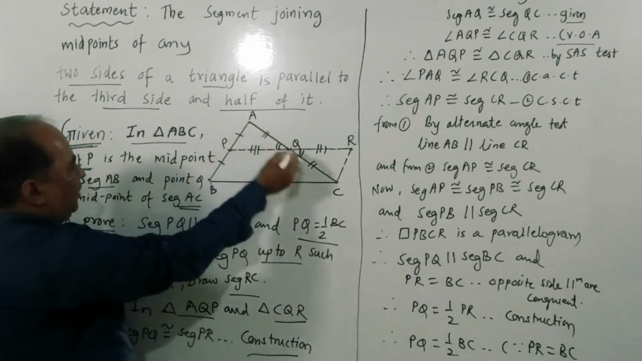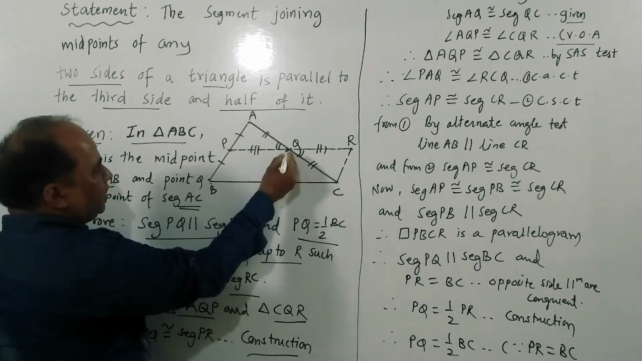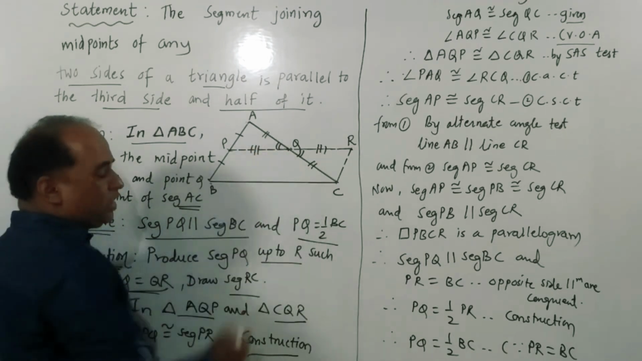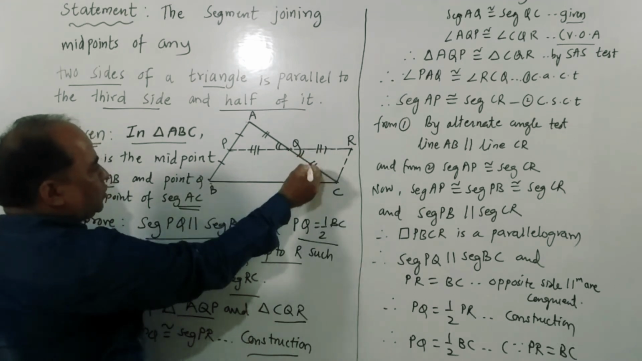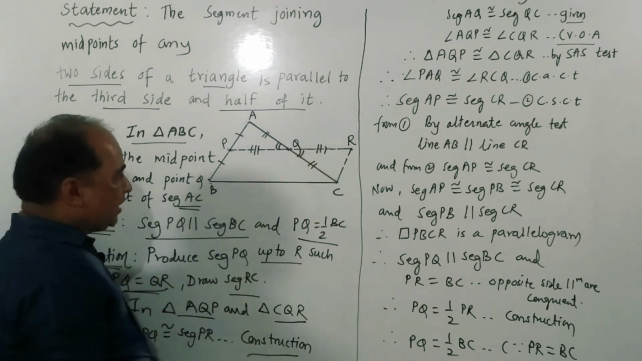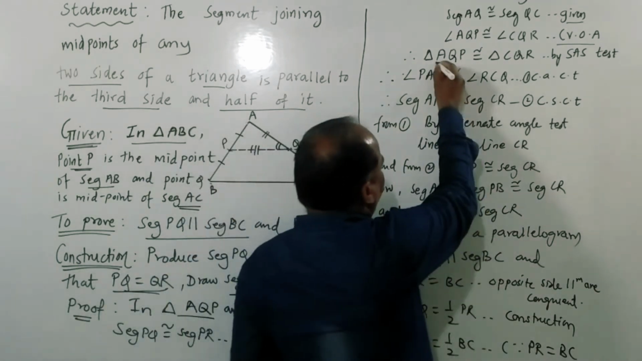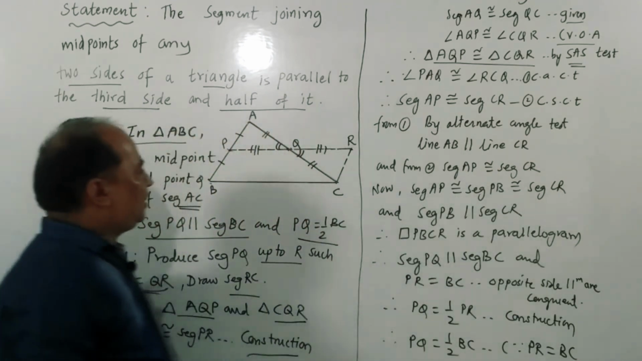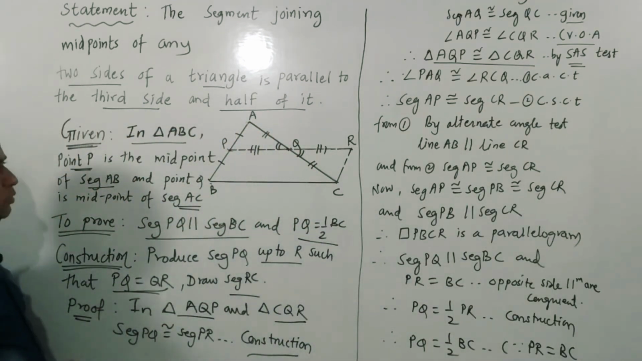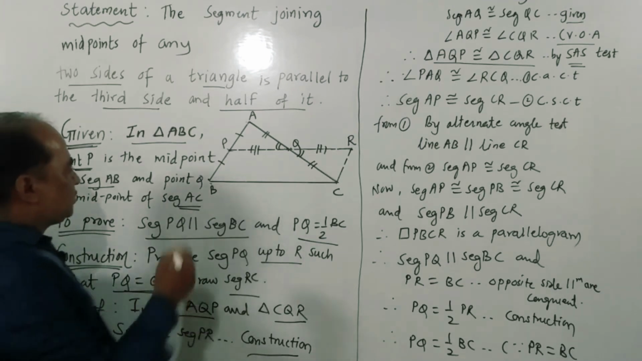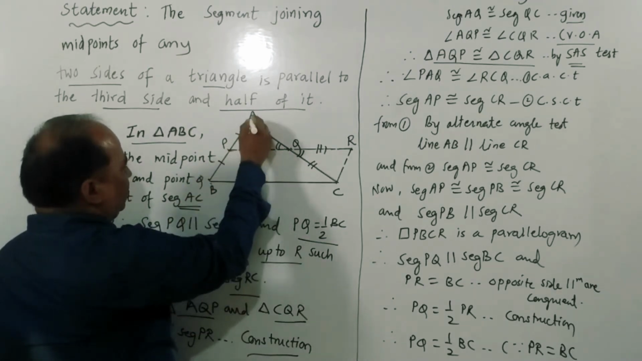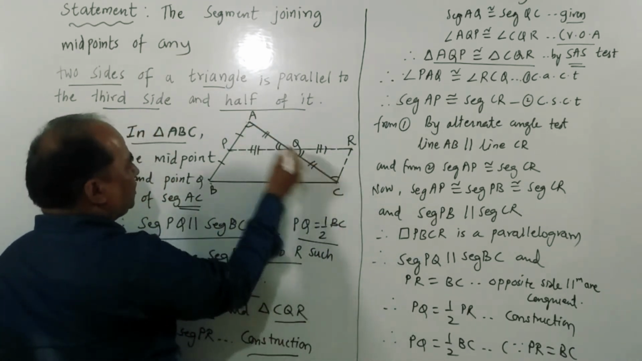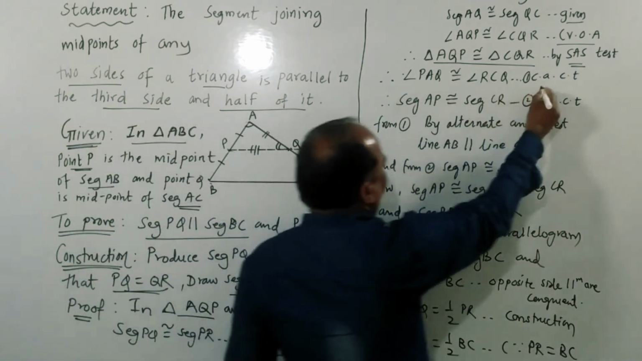Therefore, triangle APQ is congruent to triangle CQR by the side angle side test. Two sides and the included angle of one triangle are congruent to two sides and the included angle of the other triangle. Once two triangles are congruent, their corresponding sides or angles are also congruent. So here angle PAQ is congruent to angle RCQ, corresponding angles of congruent triangles.